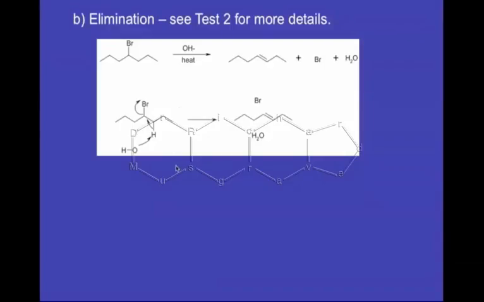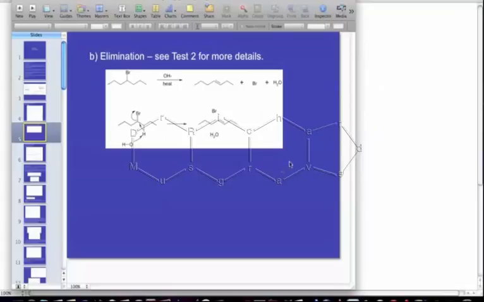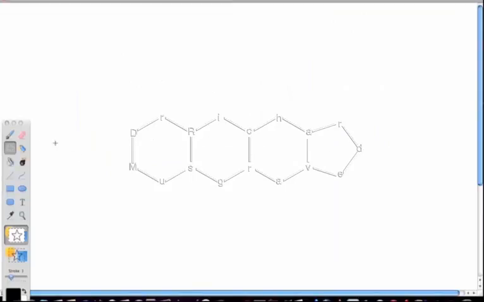Base catalyzed eliminations are also possible, where we use OH- and heat, and we saw some of these back in test 2. I've presented this one here as an E2 type mechanism, but E1s are also possible, again for secondary and tertiaries, but not for primaries. Alright, let's take a look at a couple of examples of those. You already saw on the previous slide a secondary that had an E2 type mechanism. Let's take a look at an E1 type mechanism.